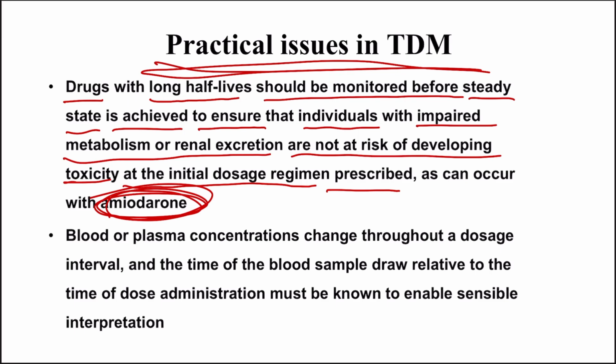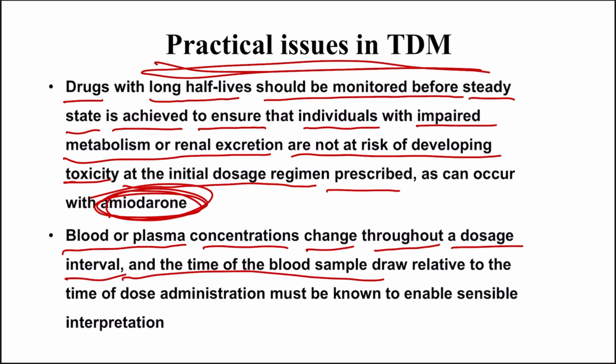Next, blood or plasma concentration changes throughout a dosage interval, and the time at which we collect the blood sample relative to the time of dose administration should be known, so as to enable a sensible interpretation of the concentrations. That is, we need to know the difference between the time at which the sample was taken and when the last dose was given to the patient.